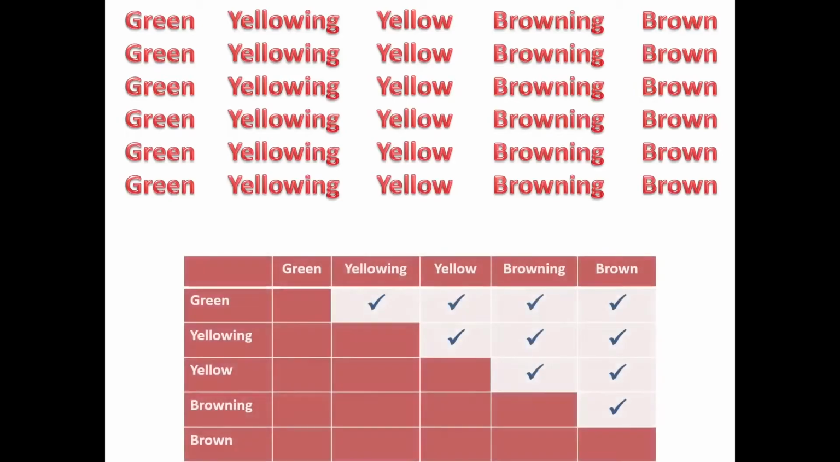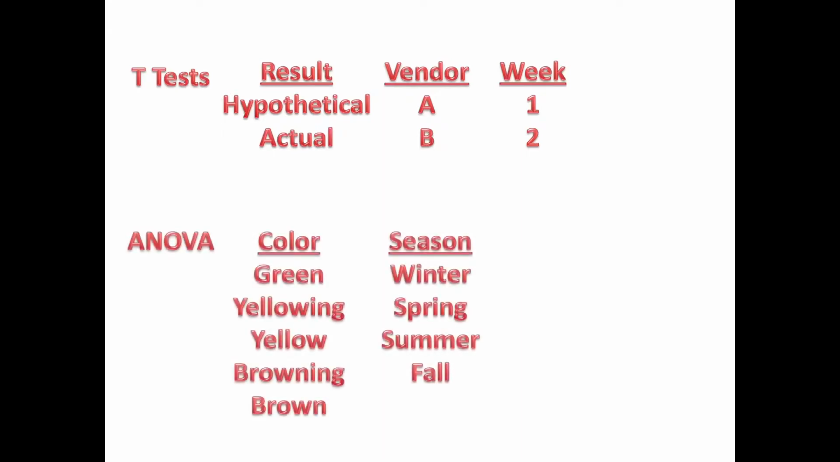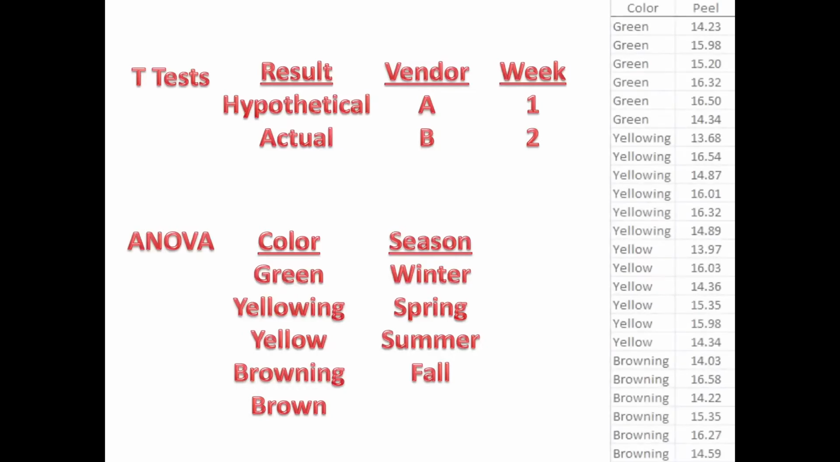Now, you want to compare the peel proportions for each group to see if the proportions change. This is called a one-way ANOVA. T-tests compare a variable with 2 categories, like a hypothetical mean with an actual mean, or vendor A with vendor B, or week 1 and week 2. ANOVAs are used when you're comparing a variable with 3 or more categories. So for an ANOVA, your data will look something like this.